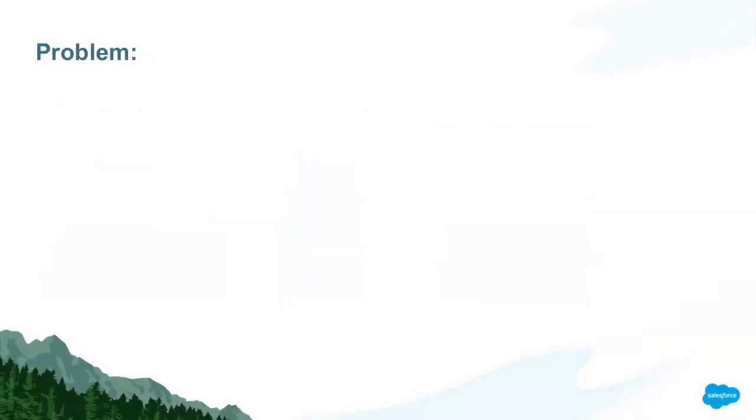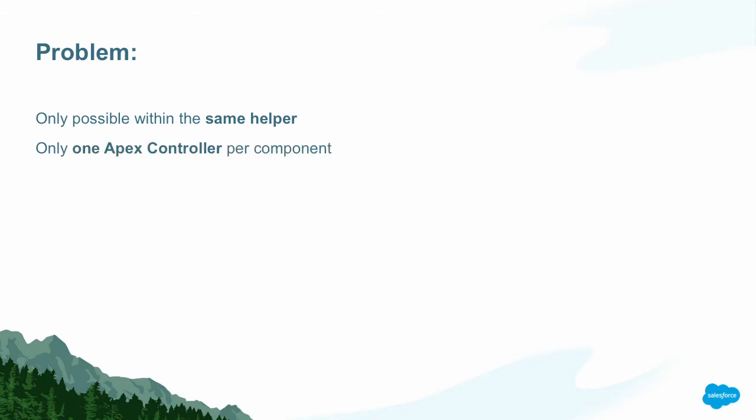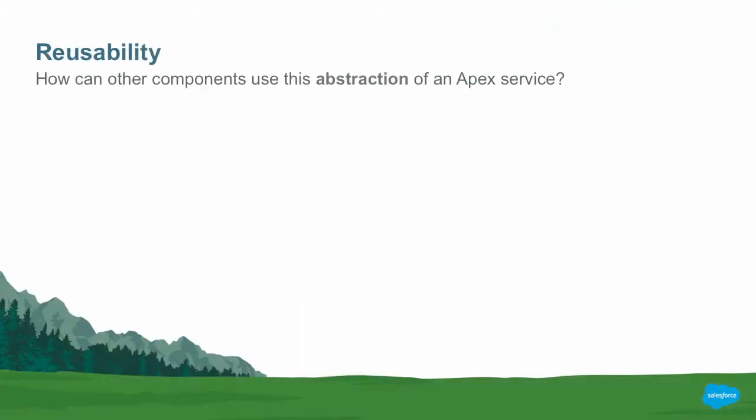But as I said, one of the problems I'm still facing is it's only possible within the same helper. It can be reused, but only within the same helper. And probably sometimes if you have a service layer architecture in the background, you probably have different components facing different kinds of data, so your contact component is probably not the same as your opportunity component, and so you want to split them up. And so if I want to use the same approach in the opportunity component, I have to copy the code again, and that's actually what we wanted to avoid. So we need another approach.